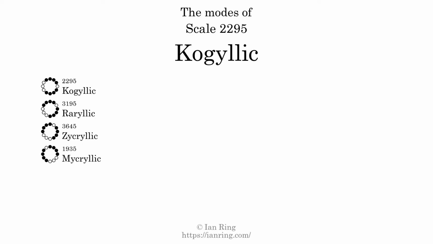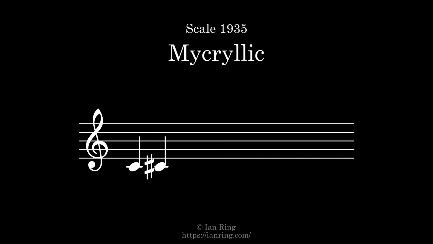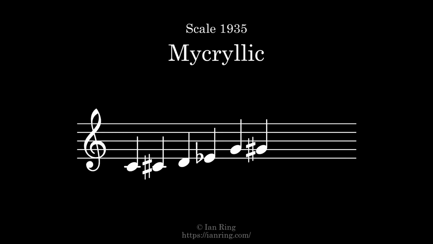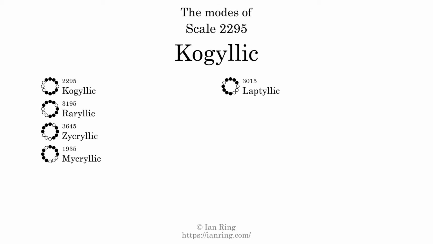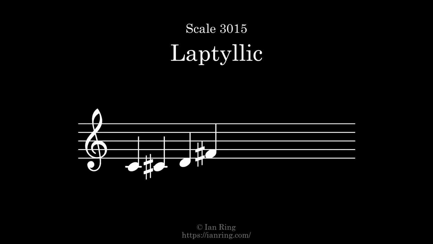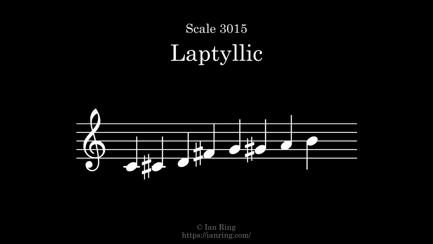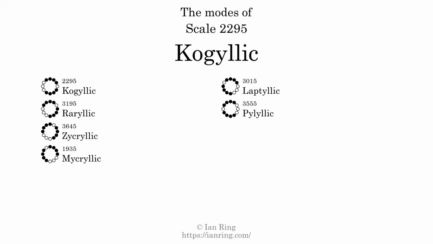The fourth mode is scale 1935, also known as Kogyllic. It sounds like this. The fifth mode is scale 3015, also known as Leptillic. It sounds like this. The sixth mode is scale 3555, also known as Kogyllic. It sounds like this.